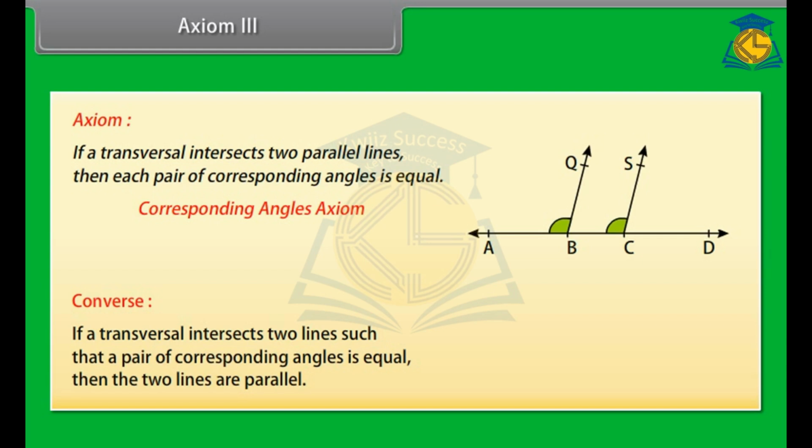Produce QB and SC on the other side of AD to form two lines PQ and RS. We can observe that the two lines do not intersect each other. We can also draw common perpendiculars to the lines PQ and RS at different points and measure their lengths. You'll find it the same everywhere. So we can say that the lines are parallel. Therefore, the converse of corresponding angles axiom is also true. So we have got one more axiom for this, which we will discuss in next screen.